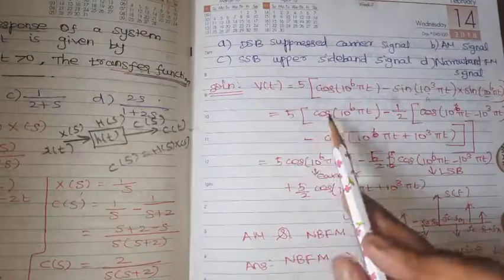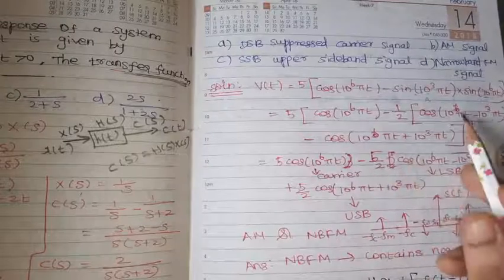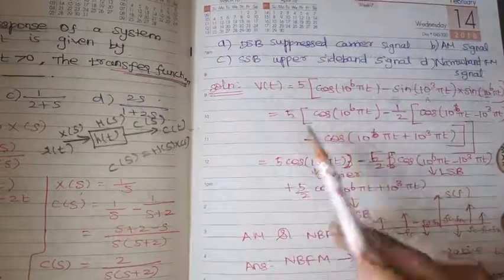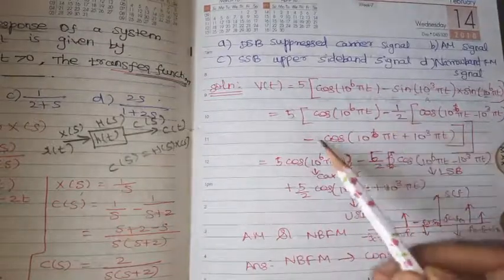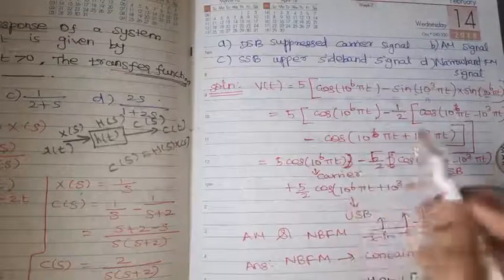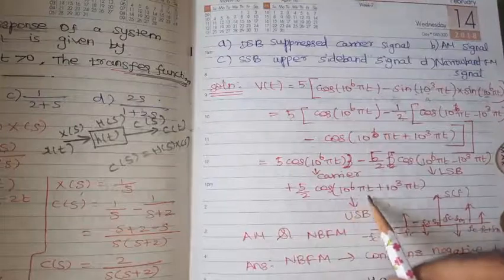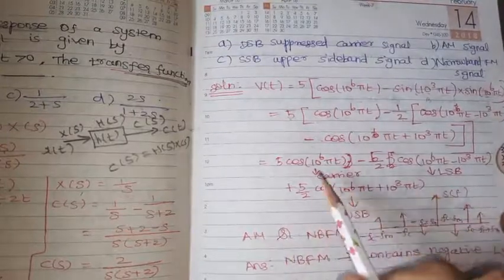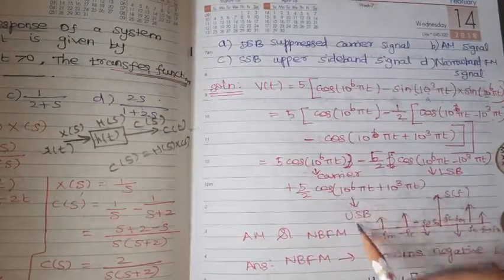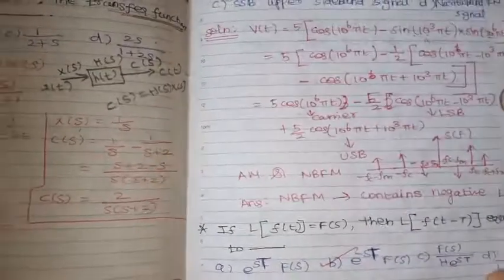Then multiply by the constant inside: 5 into cos 10 power 6 pi t, minus 5 by 2 into cos of 10 power 6 pi t minus 10 cube pi t. Then minus into minus gives plus; 5 by 2 is common to both, plus 5 by 2 cos of 10 power 6 pi t plus 10 cube pi t. So, this is the carrier signal A cos 2 pi fct. The fc plus fm is nothing but the upper sideband. This is the lower sideband.